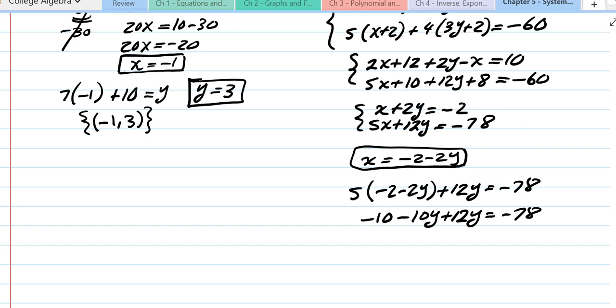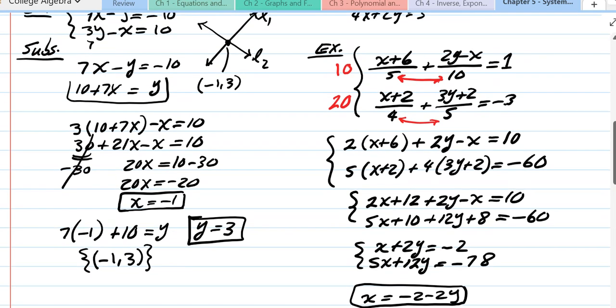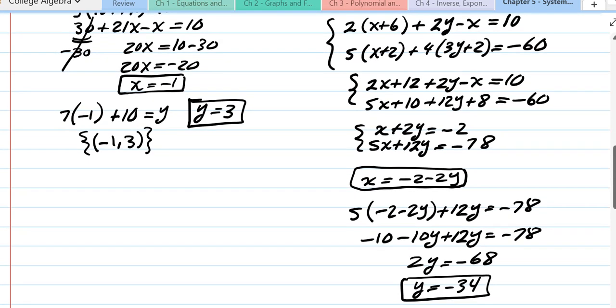All right, and combine like terms, that makes 2y. Add 10 to both sides, we get negative 68. Okay, and then divide both sides by 2. So this becomes negative 34. And this one is taking longer because we had to do all the upfront work to turn it into a friendly system.